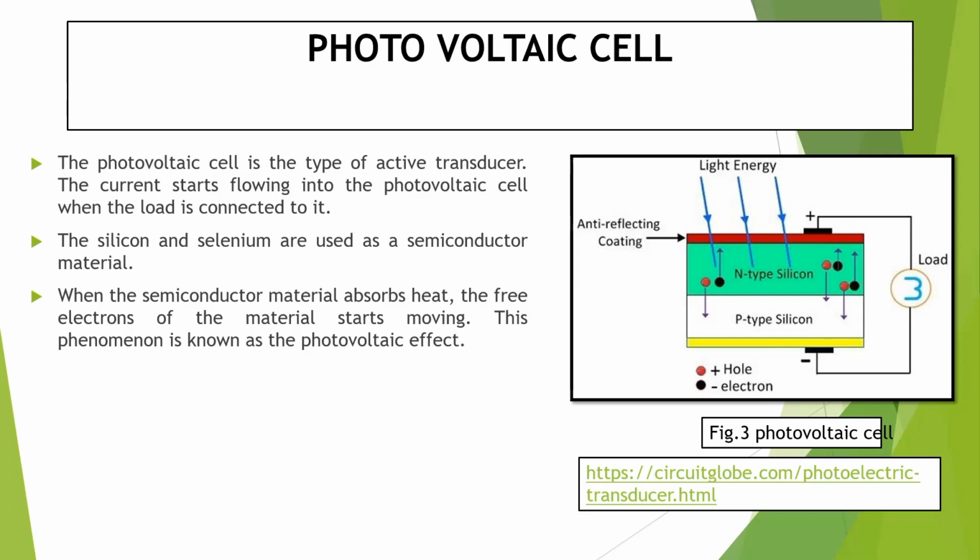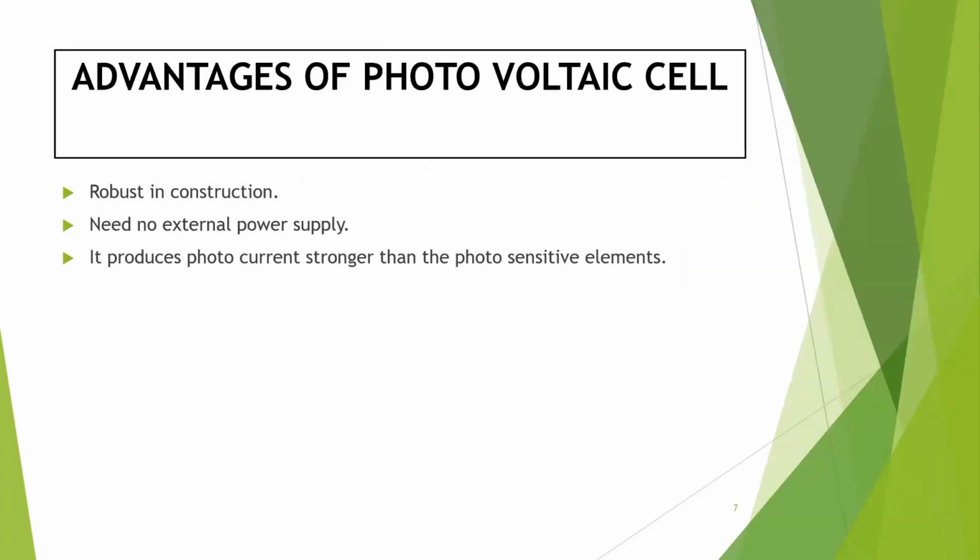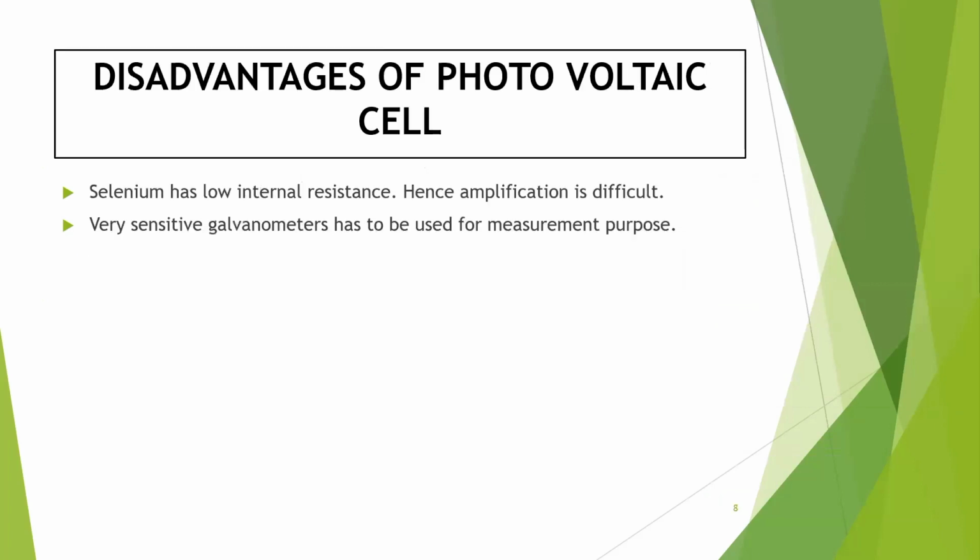It is just the depletion layer movement, as it lies between the p and n junction, and it changes with forward biasing and reverse biasing. In forward biasing, the depth of the depletion layer decreases. In reverse biasing, it increases. The advantages of the photovoltaic cell are: robust construction, no need for an external power supply, and a photocurrent stronger than the photoemissive cells.